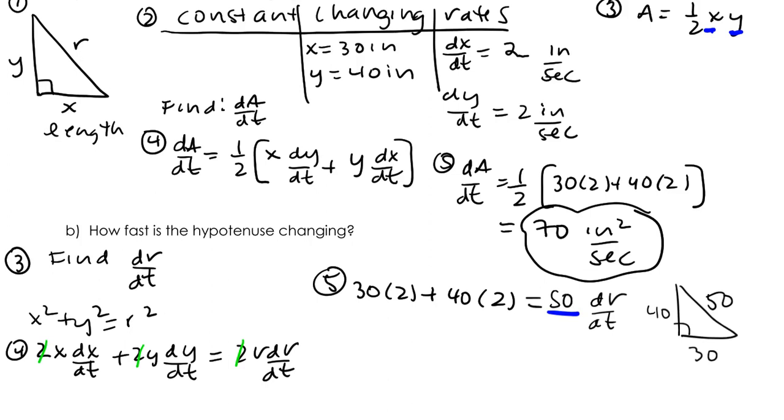Okay, if we clean up the left side, we're going to have 60 plus 80, which is 140, equals 50 dr dt. Divide both sides, so dr dt is 14 over 5. Now, what units need to go on this? What is radius measured in? Inches. And what is time measured in? Seconds.